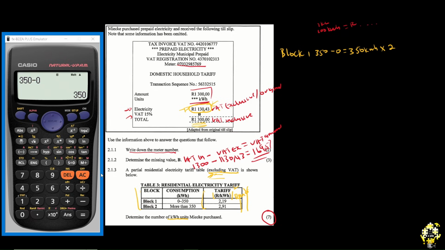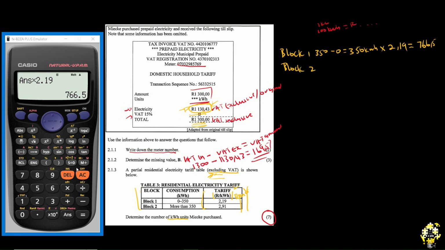So it's 2.19. Now let's get an answer for this. So multiply by 2.19. The first one says that we are getting 766.5. So since we are getting 766.5, that means that, as you can see, we are not here yet. We are not here yet. So let's continue and say block number 2.